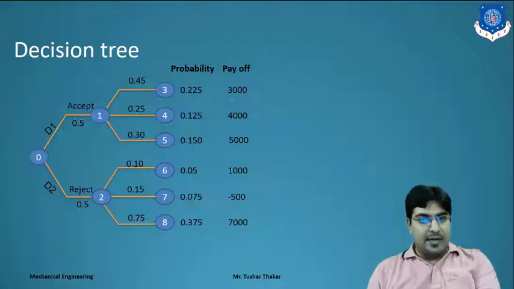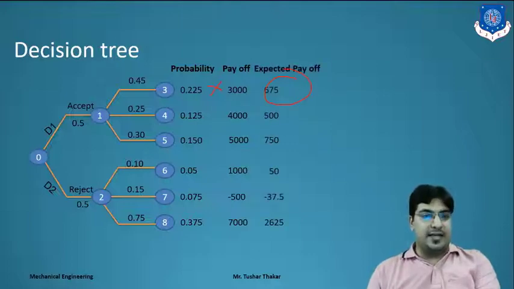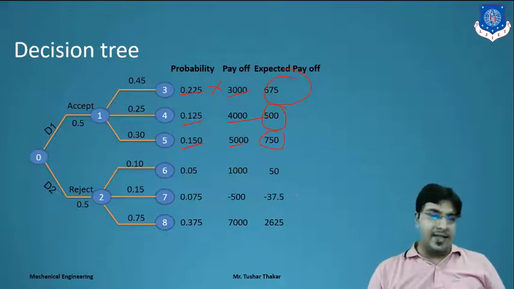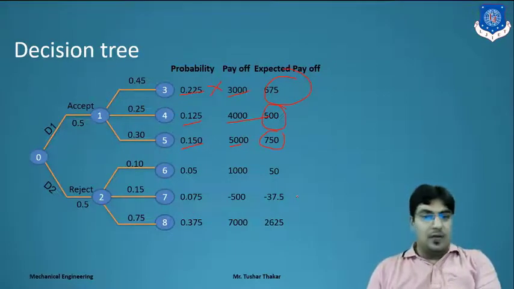We have to multiply this value with the probability to get the expected payoff. Here, 300 into 0.225 gives 675, 4000 into 0.125 gives 500, and 5000 into 0.150 gives 750. Same thing for D2, we have to get the expected payoff.